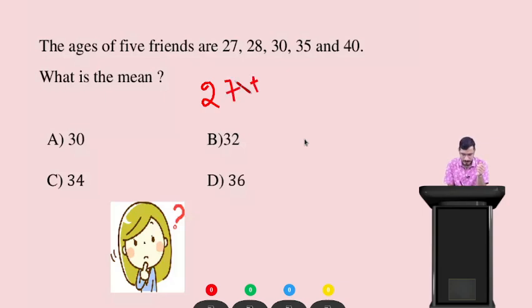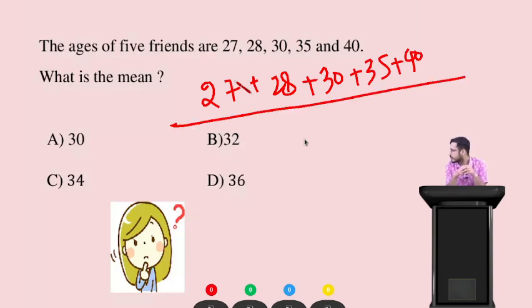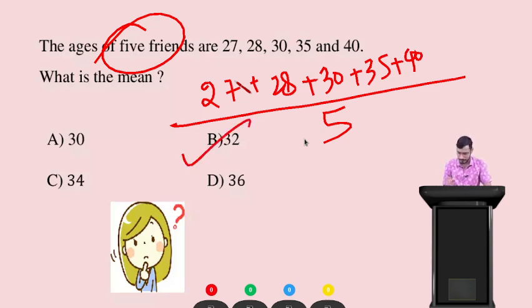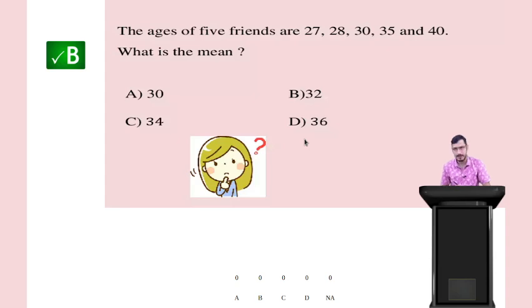27 plus 28 plus 30 plus 35 plus 40, divided by how many numbers there are: 1, 2, 3, 4, 5, the ages of 5 friends. So divide by 5. Add all the values and divide by 5. The answer is option B, that is 32. So the right answer is option B here.